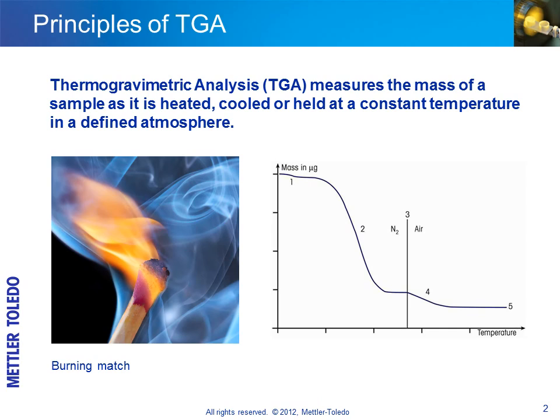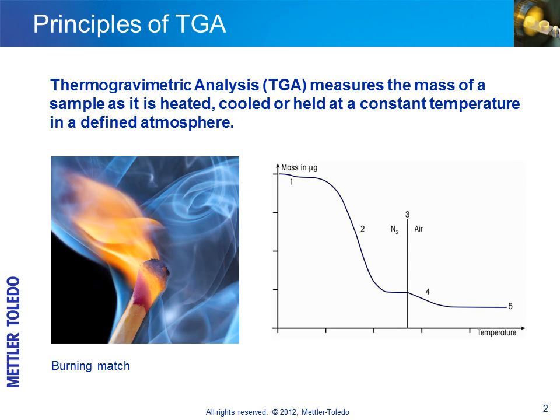Thermogravimetric analysis measures the mass of a sample as it is heated, cooled, or held at a constant temperature in a defined atmosphere. The picture on the left shows a match that has just been ignited. The burning process produces gaseous combustion products that are released into the atmosphere. The mass of the match steadily decreases, finally leaving just ashes behind. The burning process of a match can easily be measured by TGA.